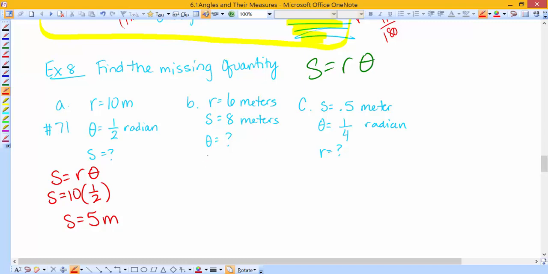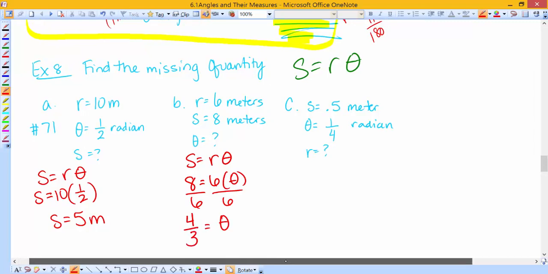Here I'm looking for theta. So S equals R theta. S is 8. Your radius is 6 meters. And I'm looking for theta. So I'm going to divide by 6. And theta is going to equal, when I divide by 2, I get 4/3 radians.